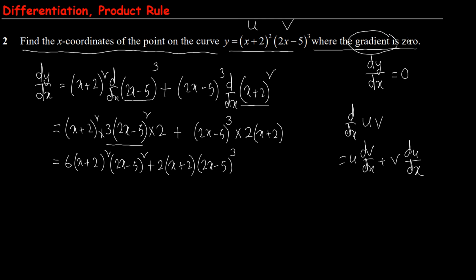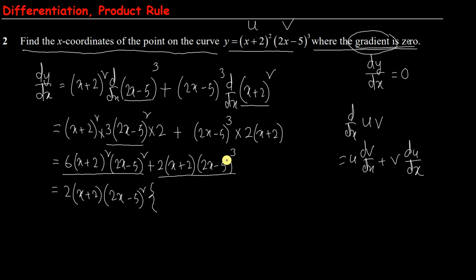Now we can take common factors, because we need to consider the gradient equals 0. Before that, let us factorize first. We can take 2 common as a number from the two parts, first part and second part. So if we take 2 common, we can also take (x plus 2) common from the first part and the second part, and another part we can take common, which is (2x minus 5) squared. So let me write the remaining part in the curly bracket.